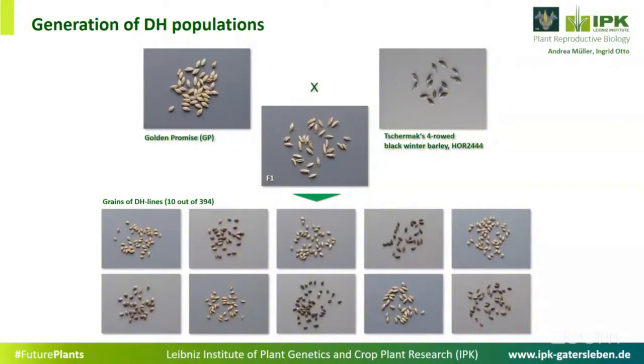Here we have produced almost 400 different double haploids, and they are all different. But the magic is whatever the grains they produce from one plant, they all look the same. So you can see here 10 examples of grains from these double haploids. They are all different. They combine different shapes, colors, and whatsoever of this grain, but one plant produces one sort of grains, and this is reproducible over generations.